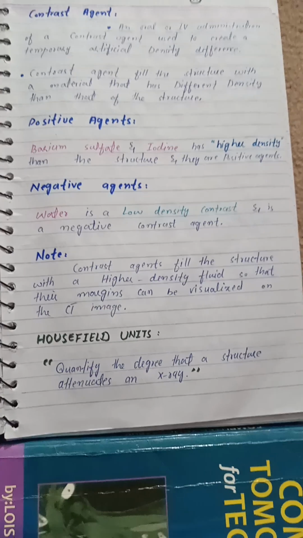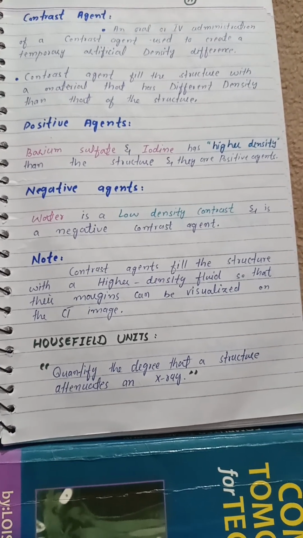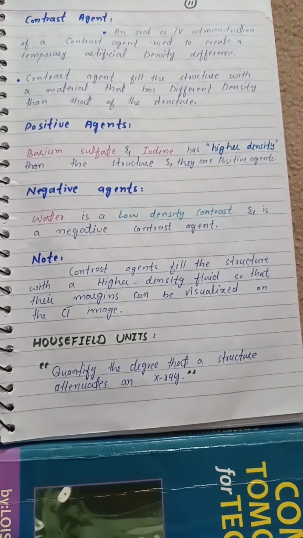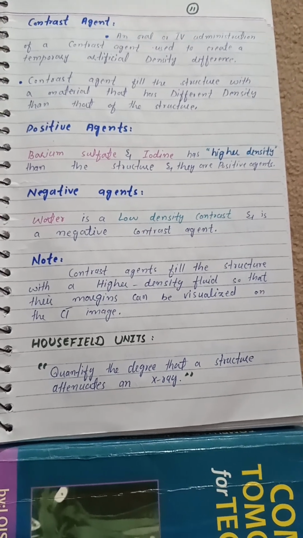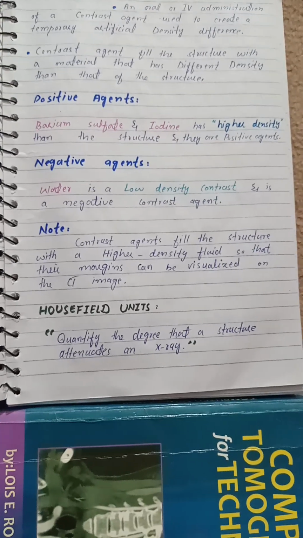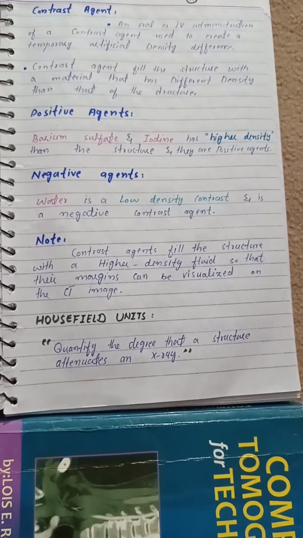Negative agents: water is a low density contrast and is a negative contrast agent. Contrast agents fill the structure with a higher density fluid so that their margins can be visualized on the CT image. Hounsfield units quantify the degree that a structure attenuates an X-ray.